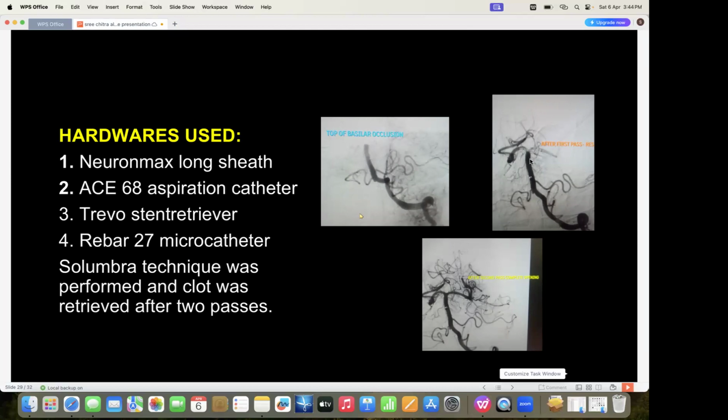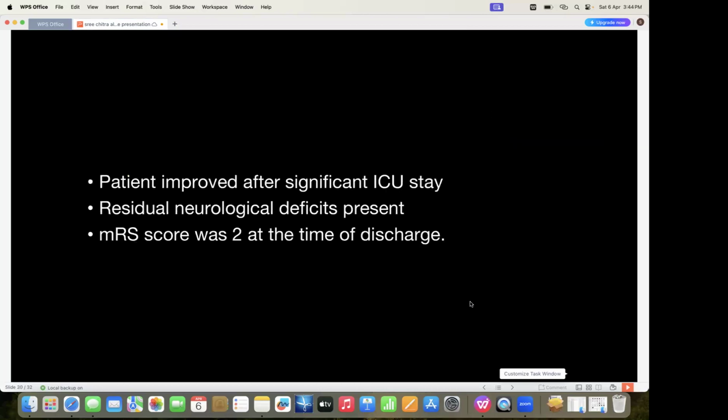So after first pass of the stent retriever, this was the A68 catheter which was placed close to the clot, with the stent retriever initially deployed from the right P1 to basilar, and after first pass there was some opening of the right P1. However, filling defects were still noted and left P1 was not adequately opened. Then we made a second pass, and after second pass of Solumbra, there was complete opening of the basilar and bilateral PCA was noted. So patient improved after significant ICU stay.